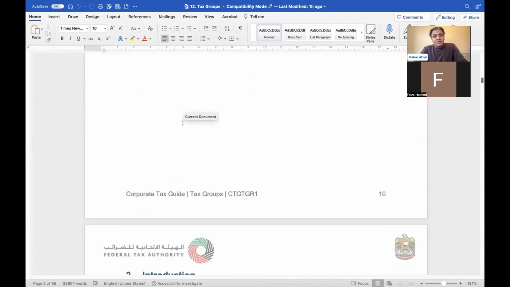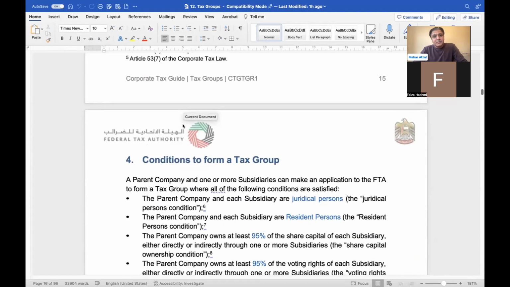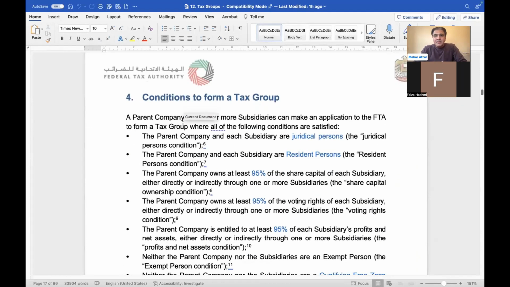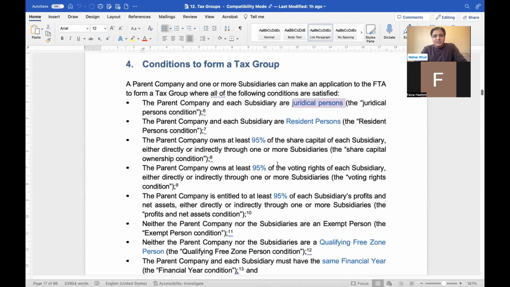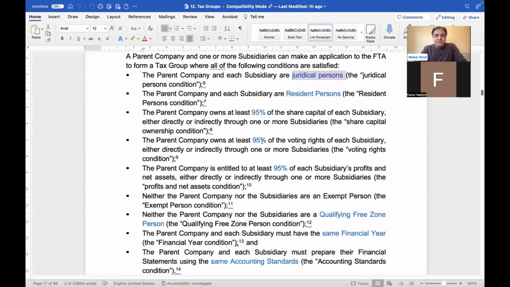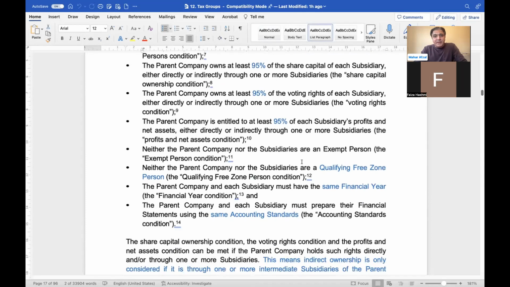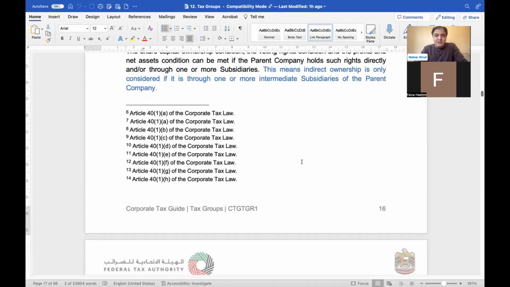For the conditions to form a tax group, which we have already discussed, what are the conditions? The parent company and each subsidiary are juridical and resident persons. First is the juridical person, second is the resident person. 95% share in the capital, 95% share in the voting rights, 95% entitlement to the profit, and 95% share in the net assets. None of them is a qualifying free zone person, and none of them is an exempt person. Same financial year and uniform accounting standards. These are the major conditions.